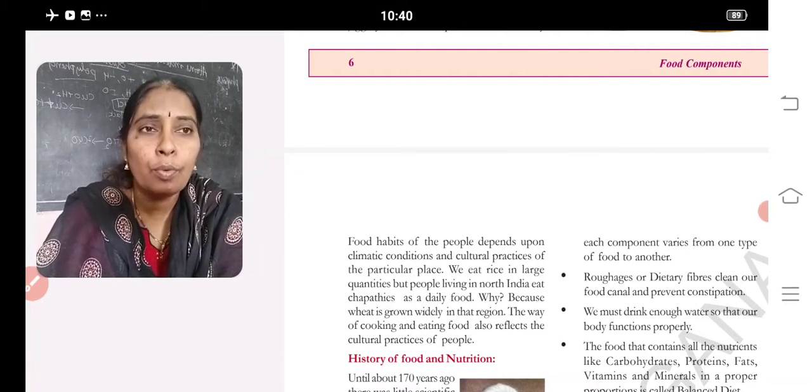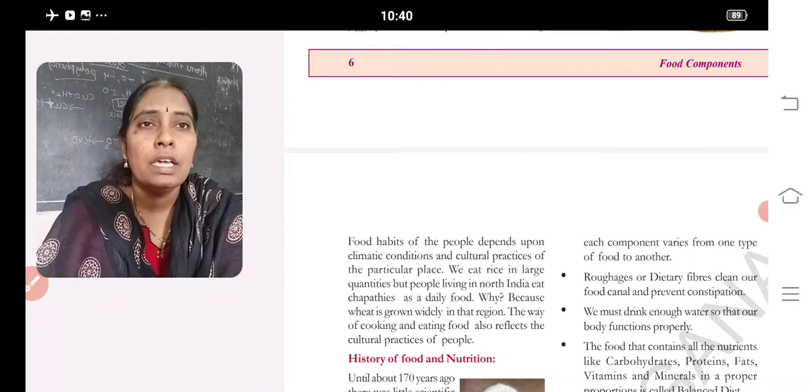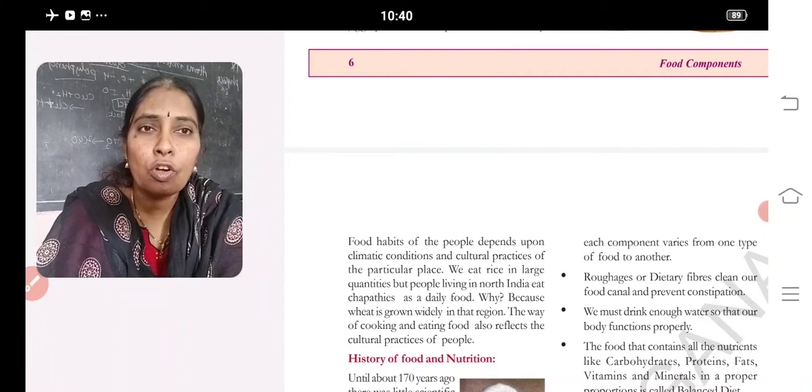So these are the important topics you have to cover from the first lesson. What is our first lesson? Food components. What topics should be covered from food components? Carbohydrates, minerals, vitamins, proteins, fats, starch. All these are the different food components.